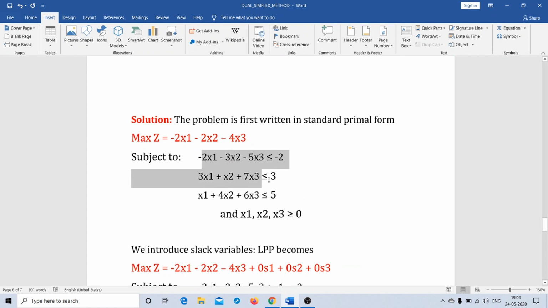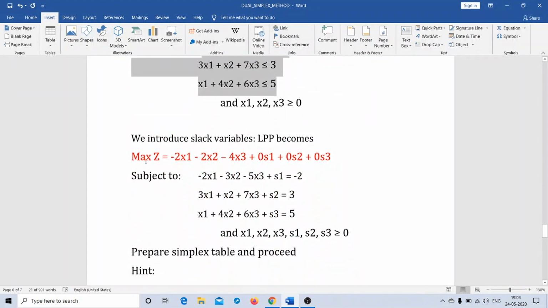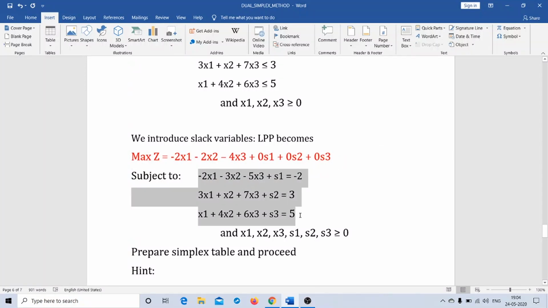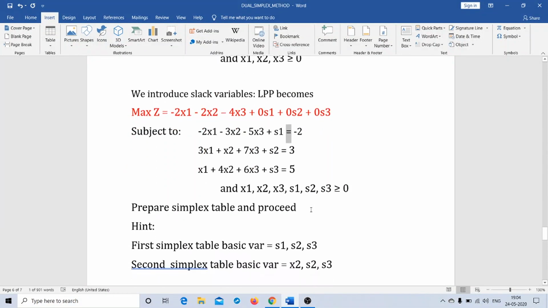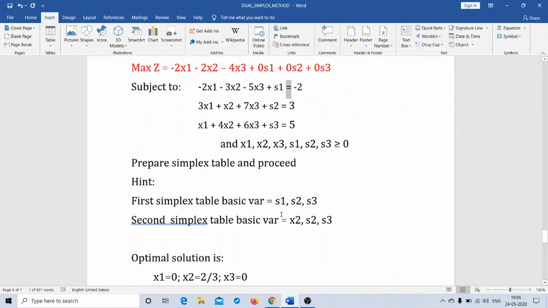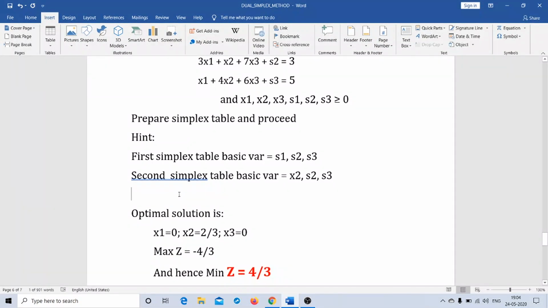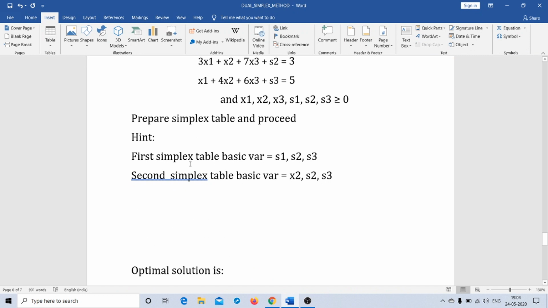Since there are 3 inequality constraints, I have added 3 slack variables, right? And then those slack variables are put into the constraints to convert the inequality constraints into equations, and then I prepare the simplex table. Okay, so once I prepare the simplex table, right, I'll just give you a hint, and I'll leave it up to the reader to solve the problem, right? In the first simplex table, the basic variables are the slack variables, that is s1, s2, s3, and then you find out the outgoing vector and incoming vector based on the algorithm.